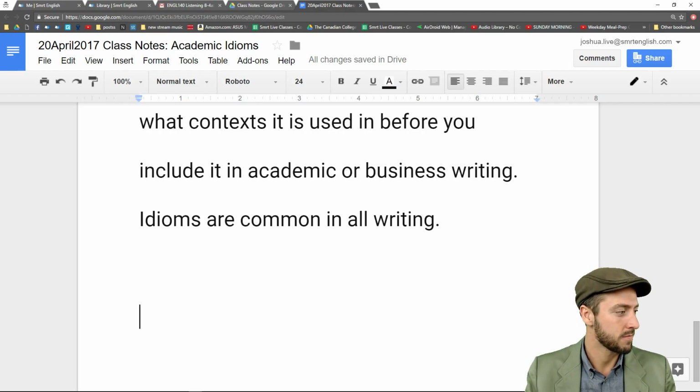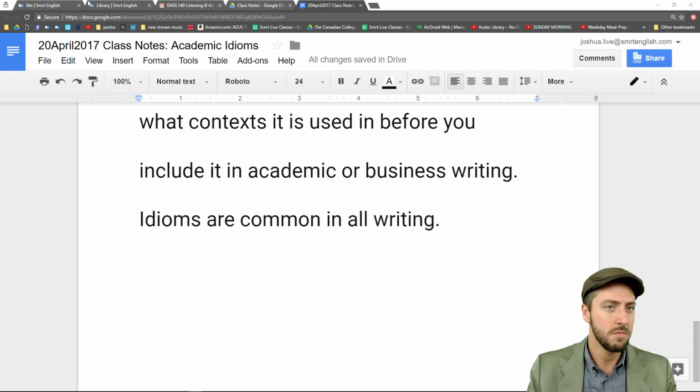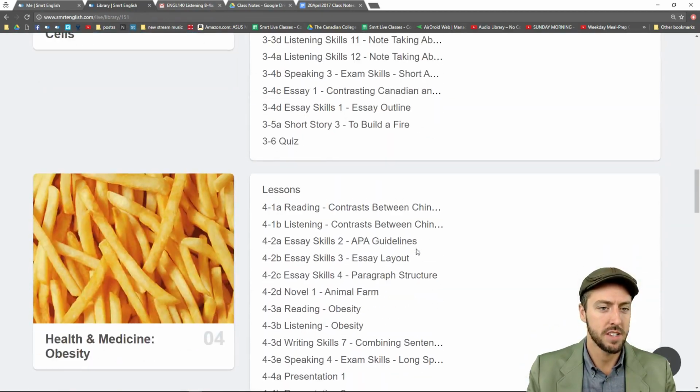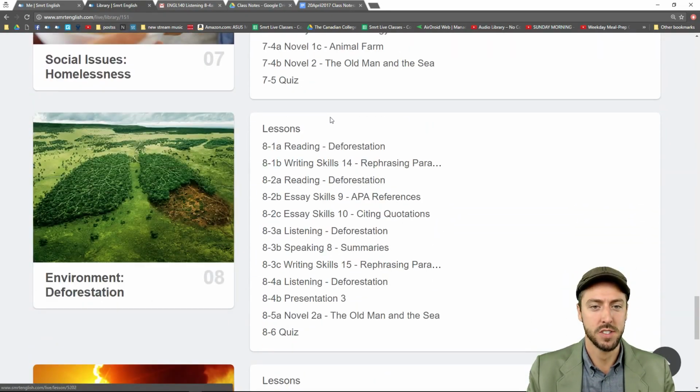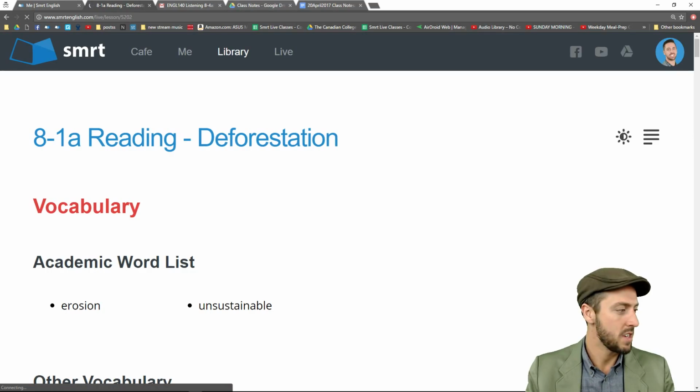in academic writing, yes. Okay. I'm going to bring up a lesson here. We're going to look at some vocabulary about deforestation and then talk about idioms that might be used as well.